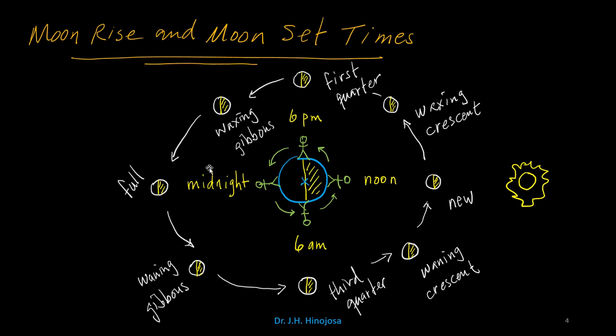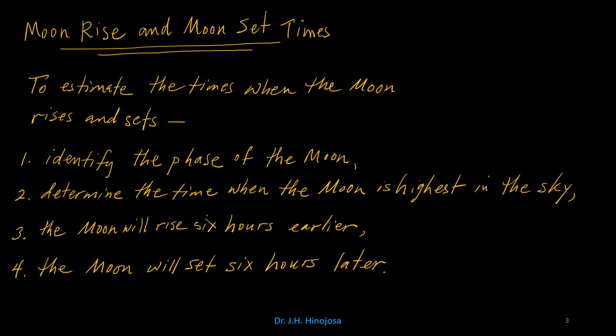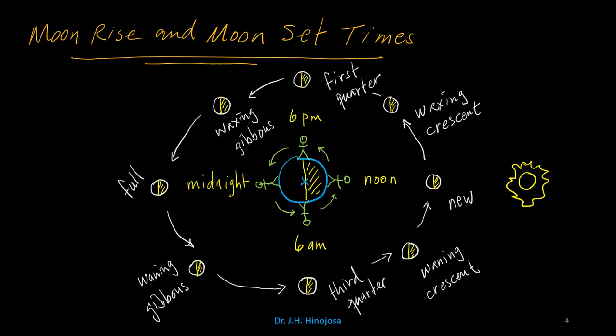Similarly, for the moon here, we're assuming that the orbit of the moon is circular, so this would represent the day side of the moon, and this represents the night side of the moon. So in order to determine the times when the moon rises and sets, again, this is just an estimate. We identify the phase of the moon, so let's consider full moon. So we've identified the phase, full moon.